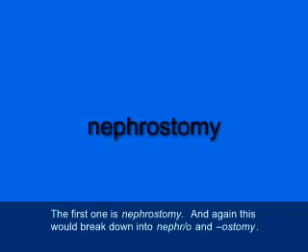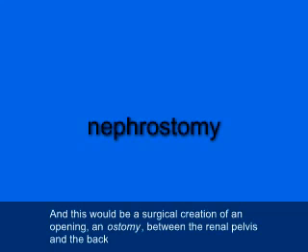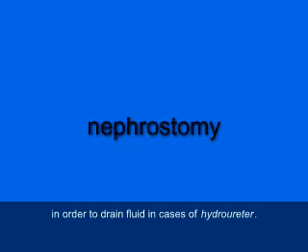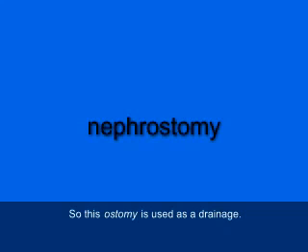Nephrostomy. And again, this would break down into nephro and ostomy. And this would be a surgical creation of an opening, that's ostomy, between the renal pelvis and the back in order to drain fluid in cases of hydroureter. So this ostomy is used as a drainage.